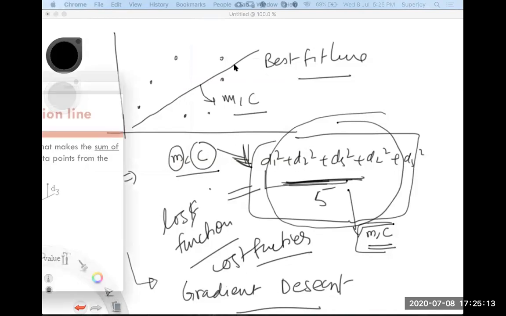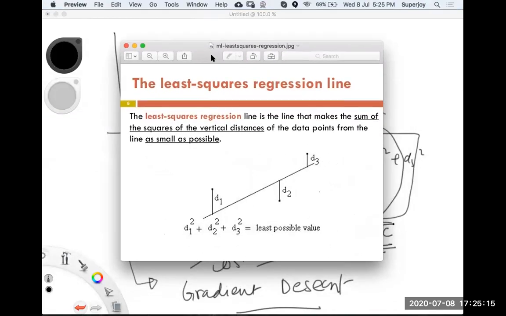See this on the screen now. The least square regression, the linear regression we are talking about, is the line that makes the sum of the squares of the vertical distances of the data points from the line as small as possible. So we have to minimize this, and we can minimize it using gradient descent. And yes, Bhaskaran, you are right, the perpendicular distance, the vertical distance is there. So these are the vertical distances.